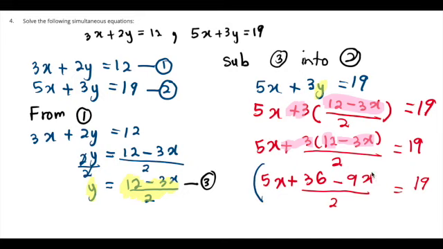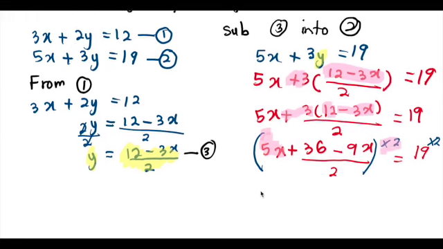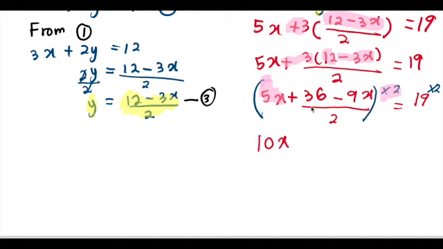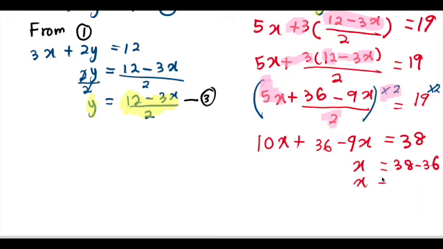I want to eliminate over 2, so I multiply the left side with 2, and when I multiply the left side with 2, I need to multiply the right side with 2 also. So now each term in the expression must be multiplied with 2. First, 5x times 2. Next is 36 minus 9x over 2 times 2. You can cancel out 2. And 19 times 2 is 38. So, like term with like term, we have 10x minus 9x and 38 minus 36. x equals to 2.